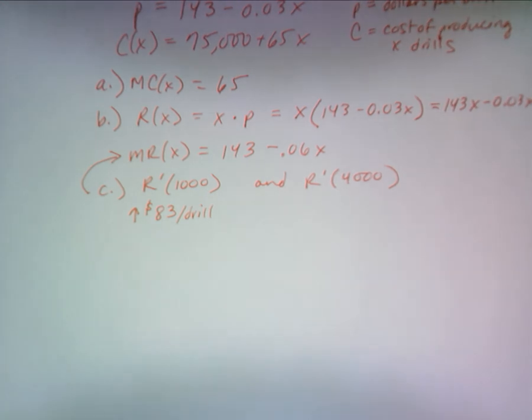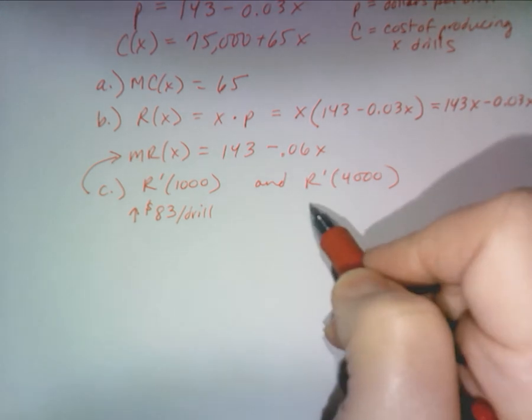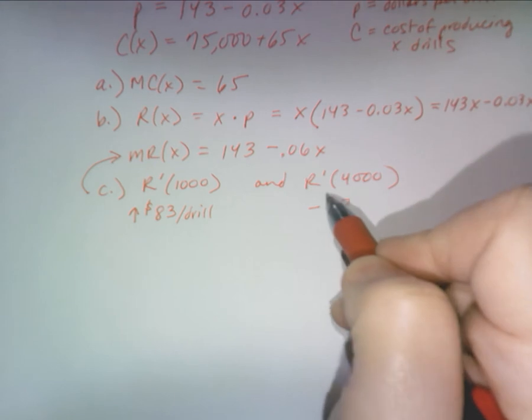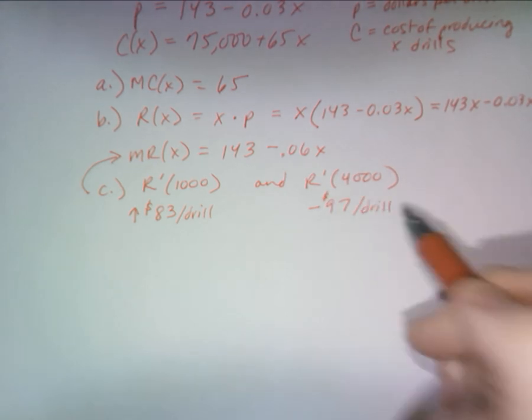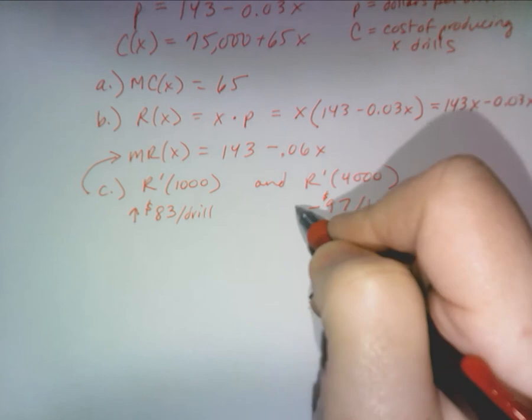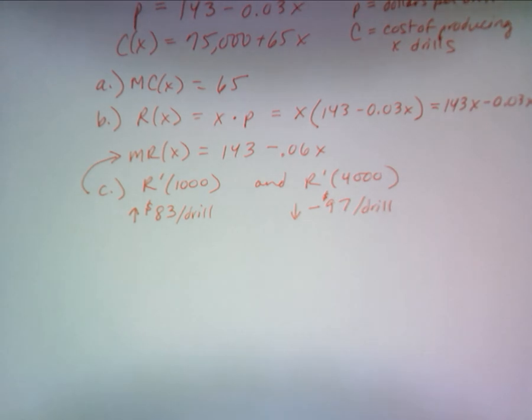What about at the 4,000th drill that we produce? Negative 97. What just happened there? This is something in business that will happen. It's not actually always profitable to make more of something. Did you know that? You're starting to go down in terms of the rate at which your revenue is coming in. You're still making money, but it's slowing down, is what that's saying.